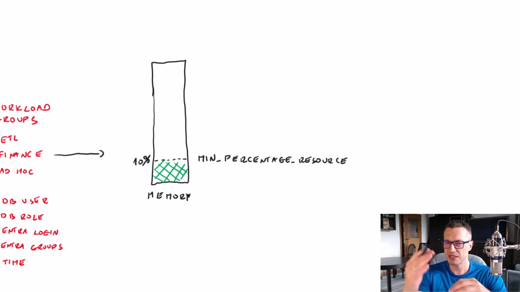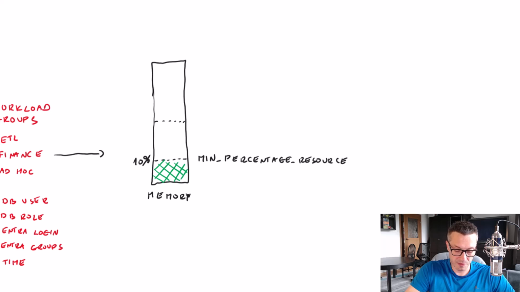But how about the maximum value of memory that those finance guys can use? Maybe we don't want to grant them all available memory. So maybe you would like to set the limit to 50% of the memory that is available on our SQL pool. And this parameter is called cap percentage resource.